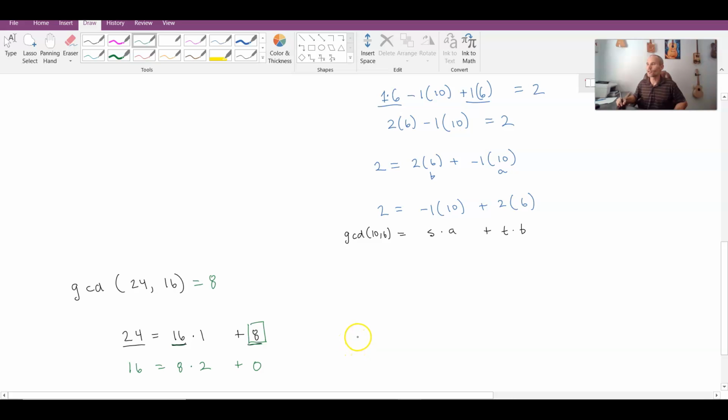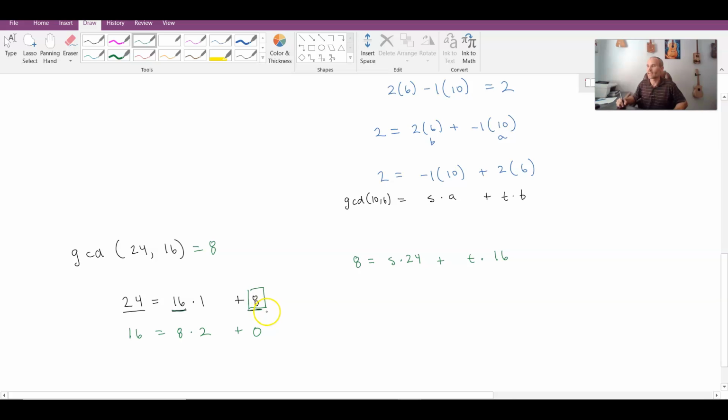Via this back substitution process, I want to be able to say 8 equals some multiple of 24 plus some multiple of 16. The way I will do that is to start at the step where I've identified my GCD, and in this case it's a little easier to see. Here, the step before our termination step says that 24 is equal to 16 times 1 plus 8.